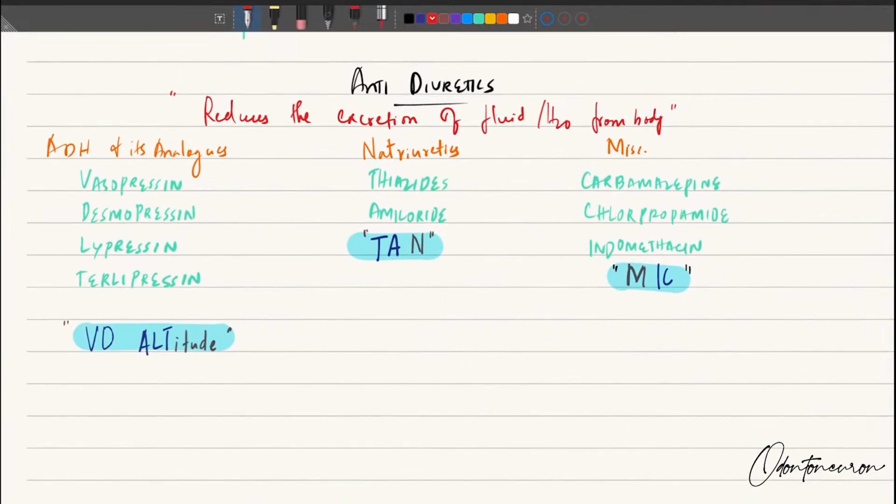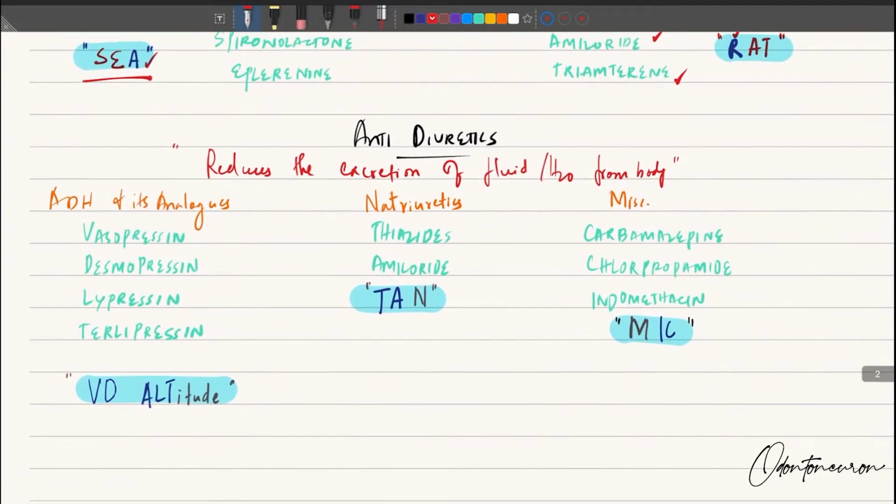We'll wait for another 5 minutes and just complete antidiuretics also. Antidiuretics are not included in today's portion, but still it's important to know, right? We are not supposed to keep anything half done. So what do diuretics do? They send out the fluid. Whereas antidiuretics reduce it; they hold the fluid inside.